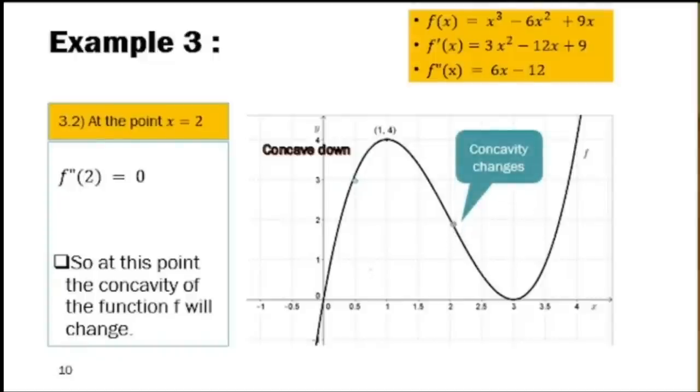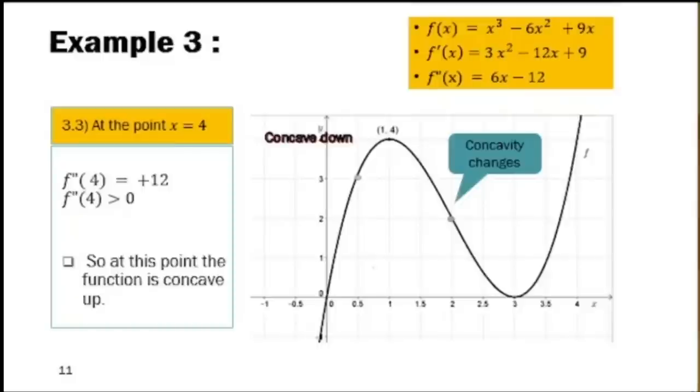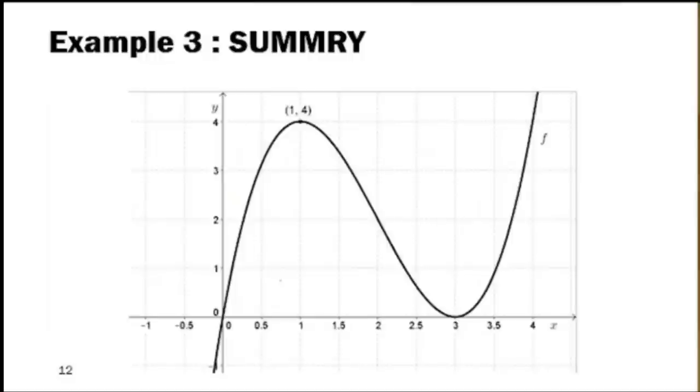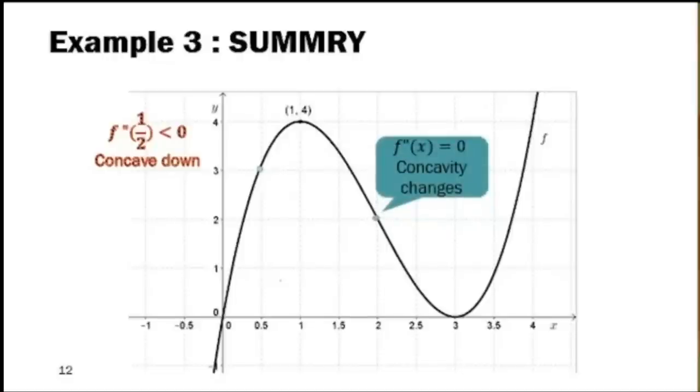Or I can ask you, what can you tell me about the concavity of this graph at the point where x is equal to 4? So we follow the same procedure. In our second derivative, we're going to substitute in 4. 6 times 4 minus 12, and I get an answer of 12. This answer is greater than 0. So what does that mean? At this point, the graph is concave up. So to summarize, when we used x equals a half and I substituted it into my second derivative, I got an answer of less than 0, which means the graph was concave down. When I substituted in 2, I got 0, which was where my graph changes concavity. And when I substituted in 4, I got an answer greater than 0, which means my graph was concave up.